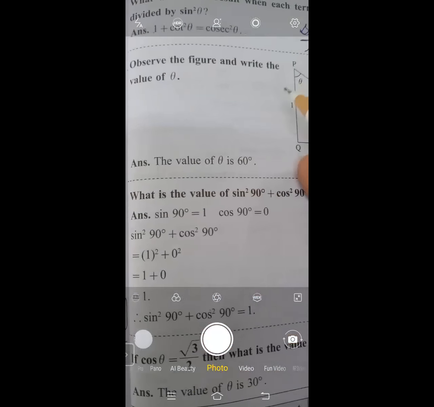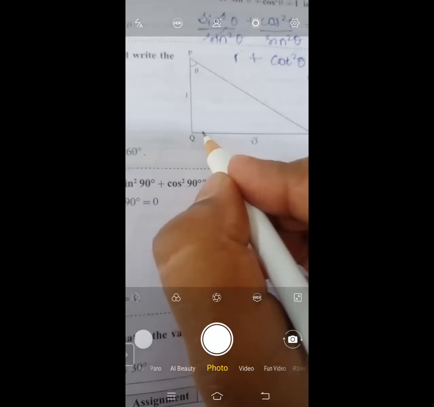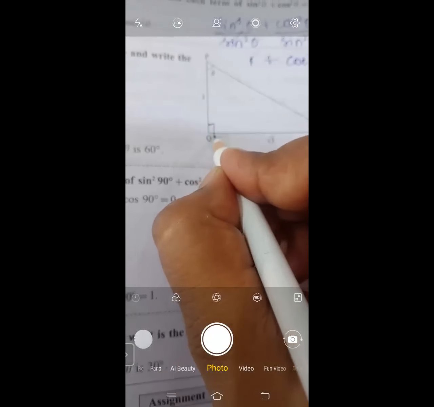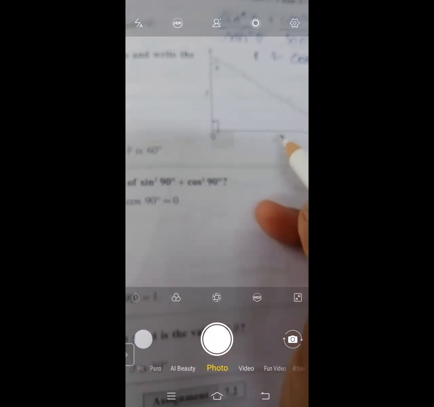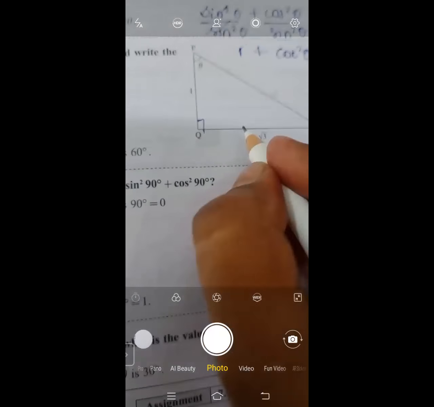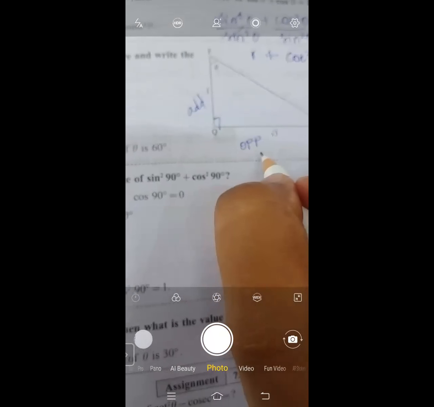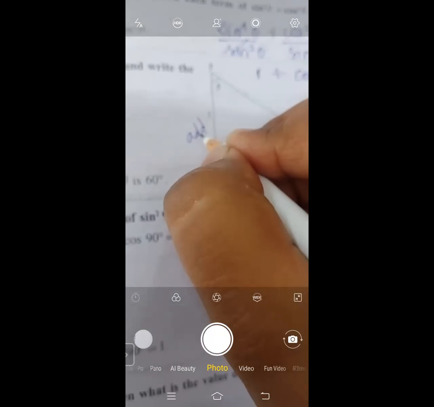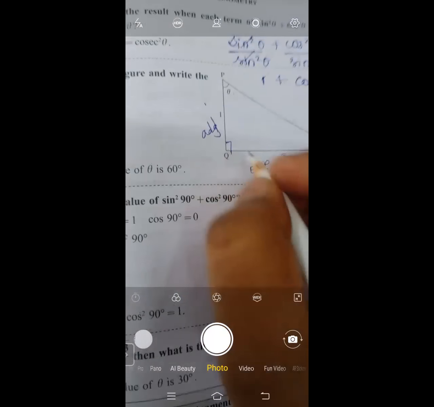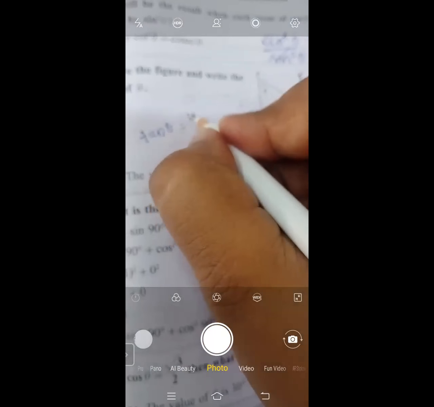Now observe the figure and write the value of theta. You can see this figure. Okay, here it is 90 degree. Theta is given. Now you just have to see this figure. Now what is given? This opposite side is given and adjacent side is given. Okay, so now what all ratios I know? Opposite upon adjacent is for tan theta. Tan theta is equal to opposite upon adjacent.